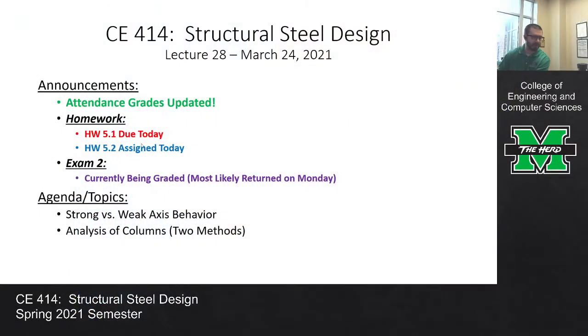Okay, just a heads up on some announcements. Attendance grades are up to date. Like I said, we're going to keep on trucking with the homework schedule. So 5.1 is due today. Homework 5.2 is assigned today to be due Monday. And we'll keep on chugging there. I have here that the exam will most likely be returned on Monday. I'm assuming that's the case. Then again, I think it depends on if I feel any more symptoms for the rest of the weekend.